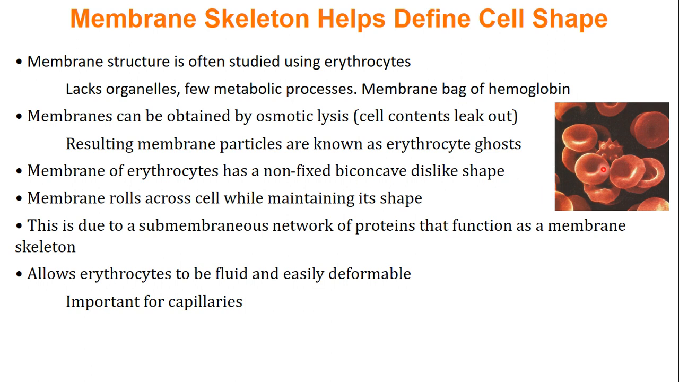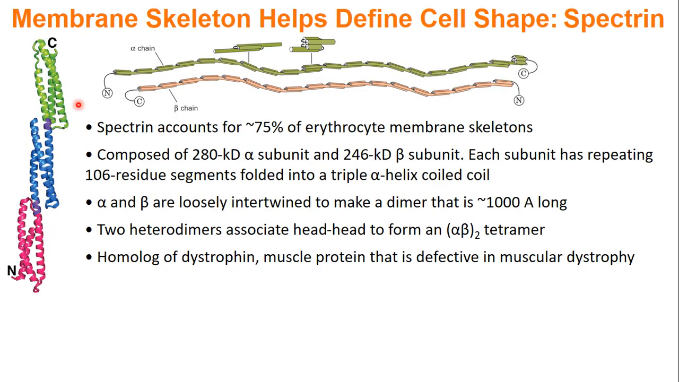Erythrocytes have a biconcave disc-like shape, and this disc actually moves along the membrane. It isn't fixed. It will roll across the skeleton. This rolling is due to a network of proteins that we call the membrane skeleton. This allows erythrocytes to be fluid and to change shape. For example, when moving through capillaries, you have to squeeze, and the skeleton and disc-like shape allow it to do that. Now let's look at the proteins that make up the membrane skeleton.